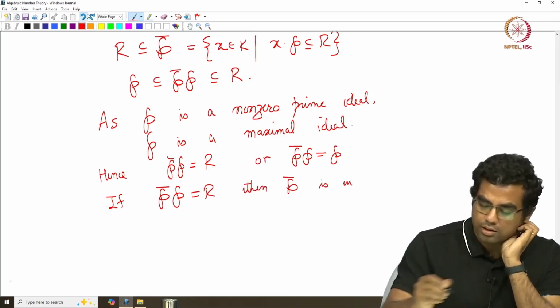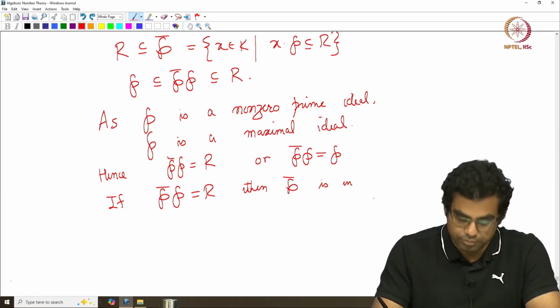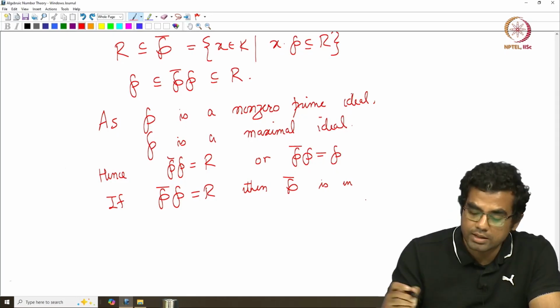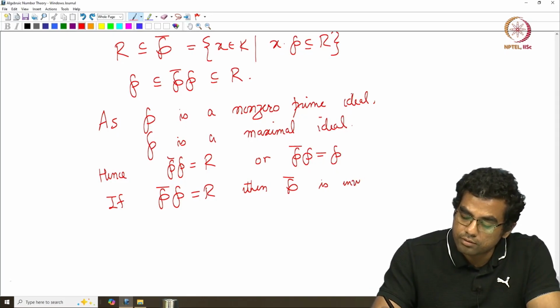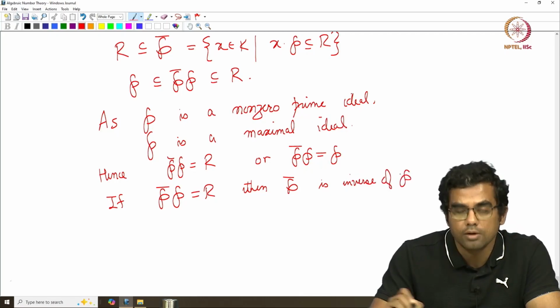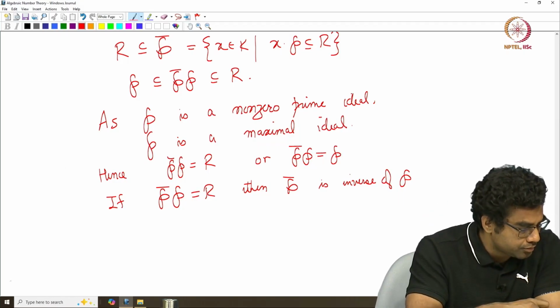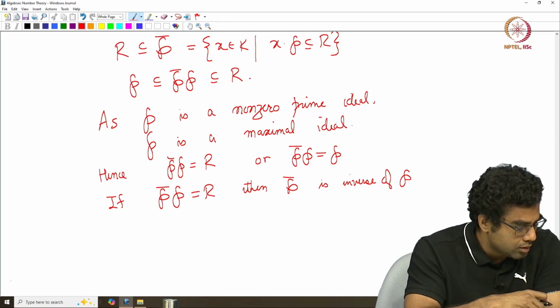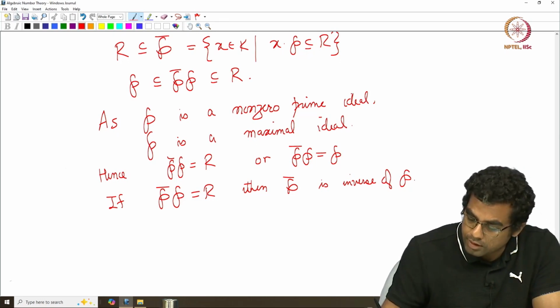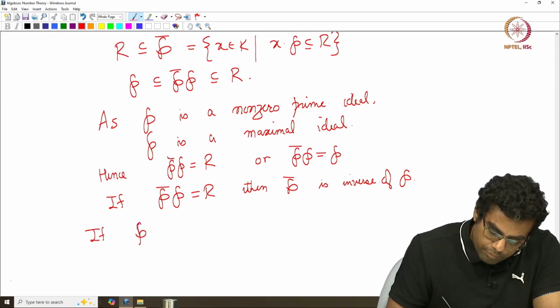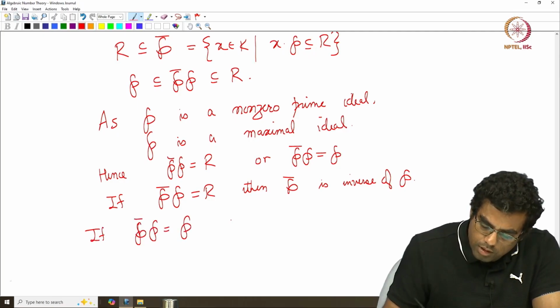Well, I still need to say something about being a fractional ideal, but I will say that quickly later on. So, P bar is the inverse of P. Now, I want to get a contradiction if P bar P is equal to P; we want to get a contradiction.